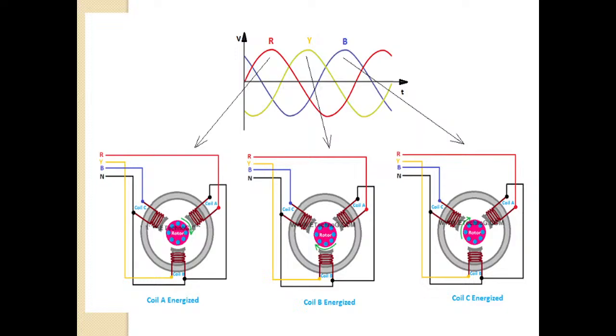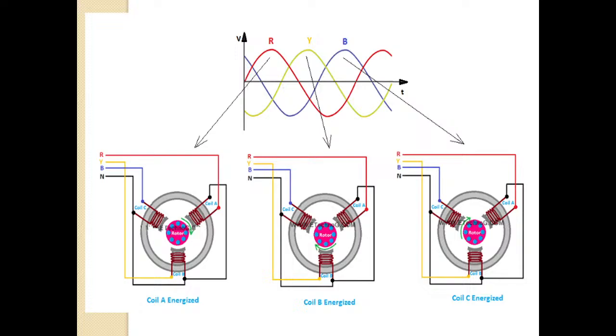Now there will be an interaction between the rotor magnetic field and the stator magnetic field, and a torque is produced. Because of that torque, what will happen? The rotor will start to rotate.